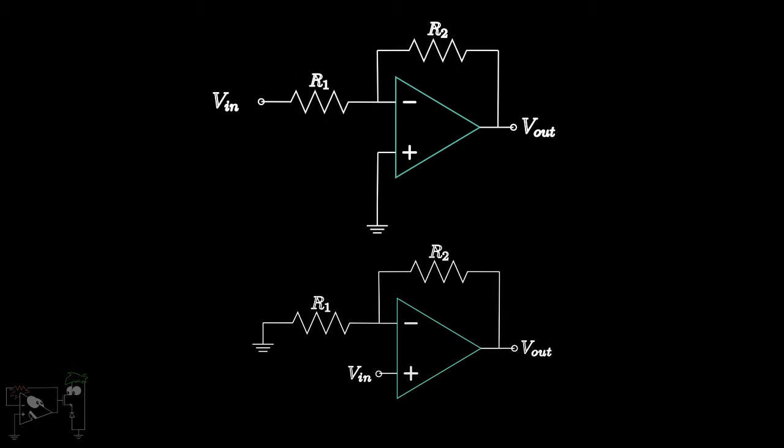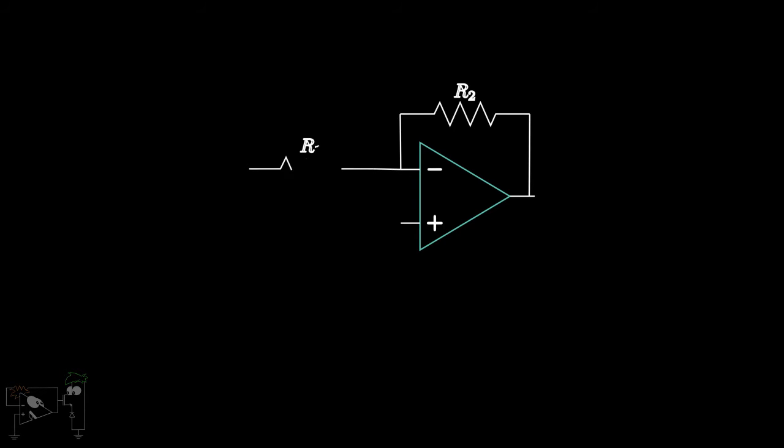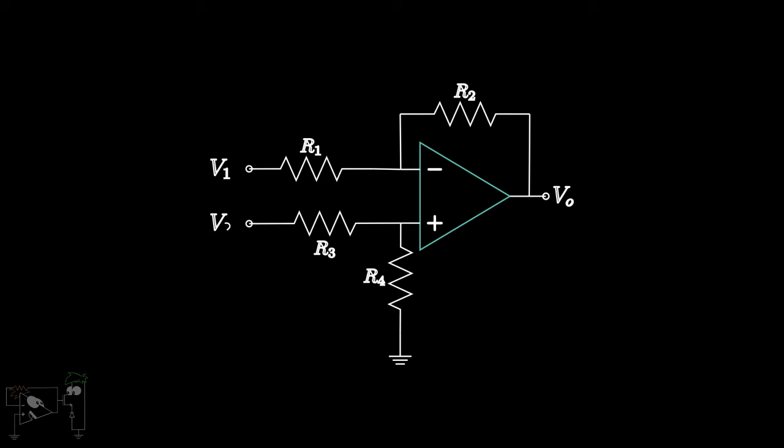Based on where we apply the input, we get two types of amplifiers, inverting and non-inverting. But what happens if we give an input to both the terminals? Suppose we apply an input V1 to the inverting terminal via a resistor R1, and a feedback resistor R2. Similarly, let's apply an input V2 to the non-inverting terminal via resistors R3 and R4 as shown.